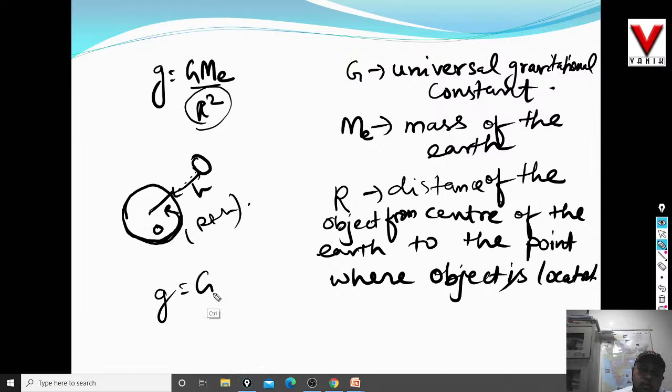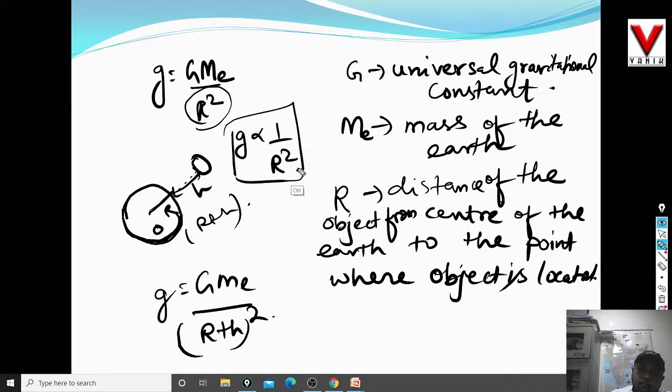Small g can be written as capital G M e divided by (r plus h) whole square. As you can see from this particular equation, g is inversely proportional to r square. That means if my r square increases, g will decrease. This is r plus h. Now, (r plus h) whole square is greater than r square.